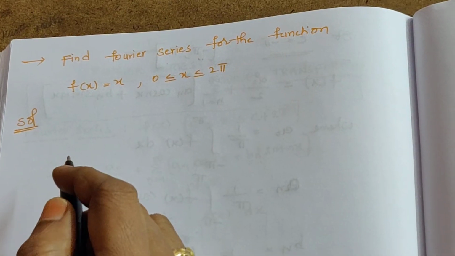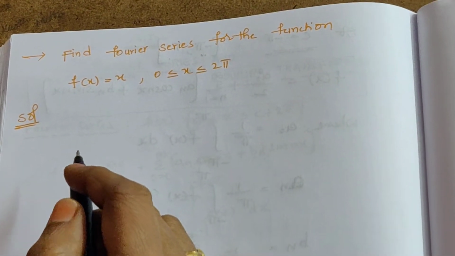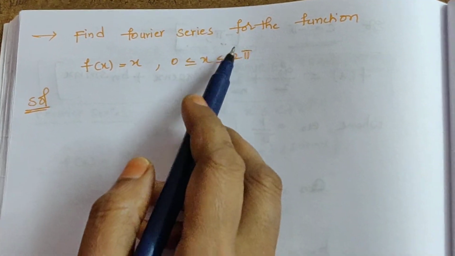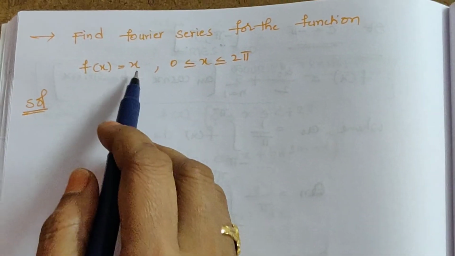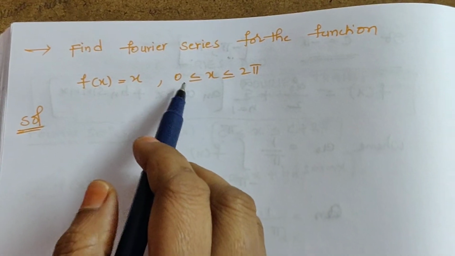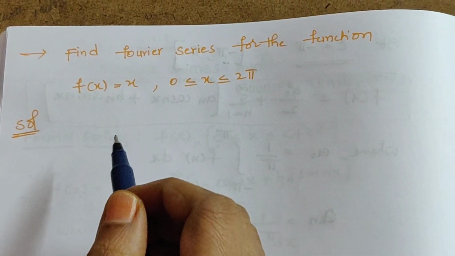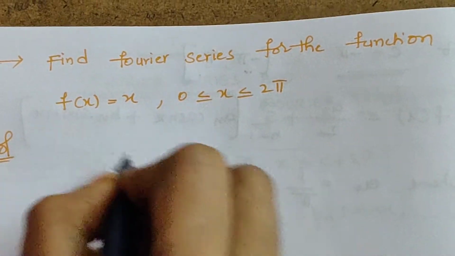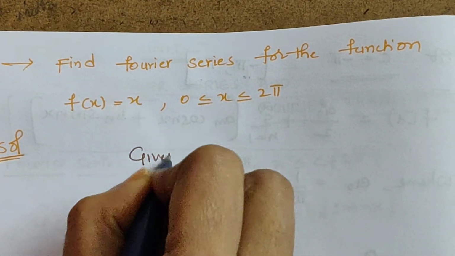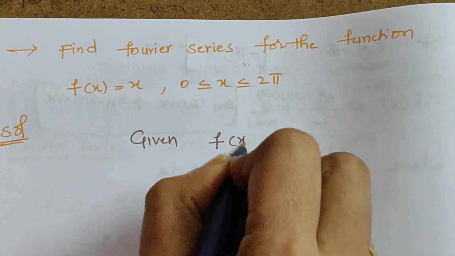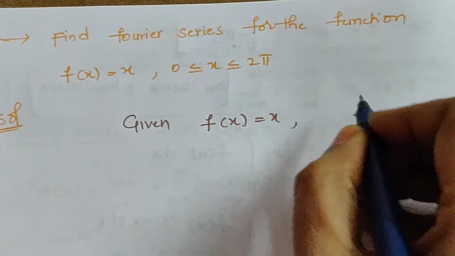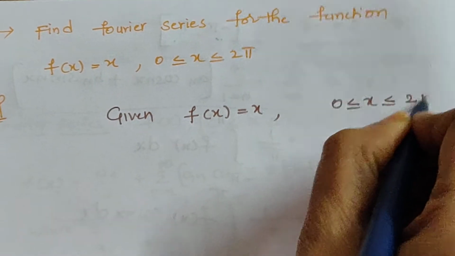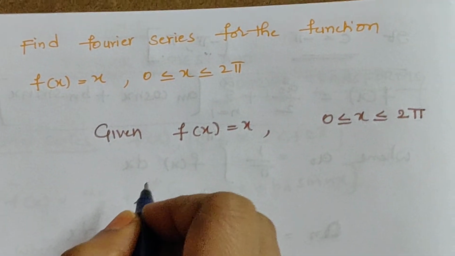In this session, we are solving problems from Fourier series. The problem is: find the Fourier series for the function f(x) = x in the interval 0 to 2π. We know the Fourier series for the function. First, the given information from the problem is f(x) = x in the interval 0 ≤ x ≤ 2π.